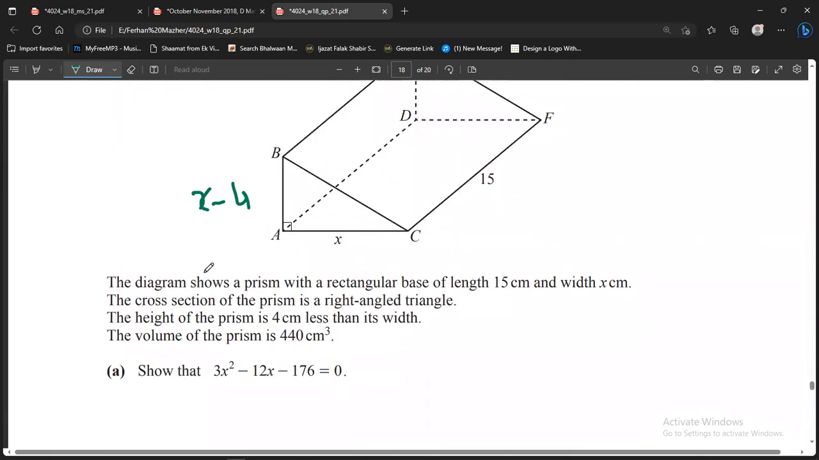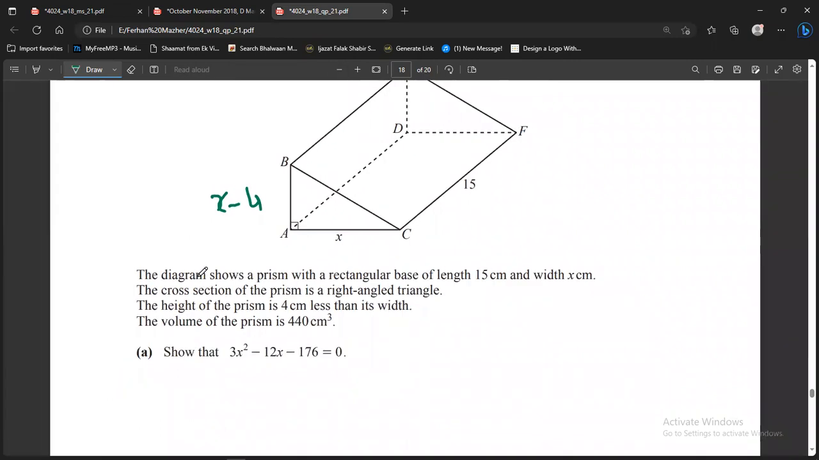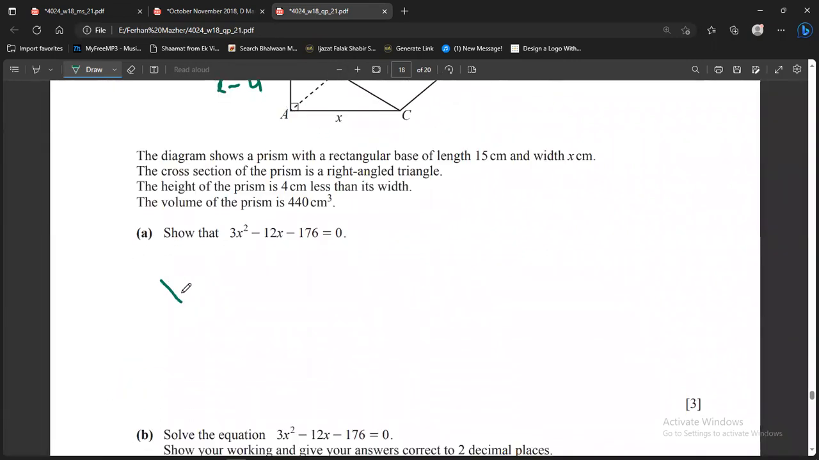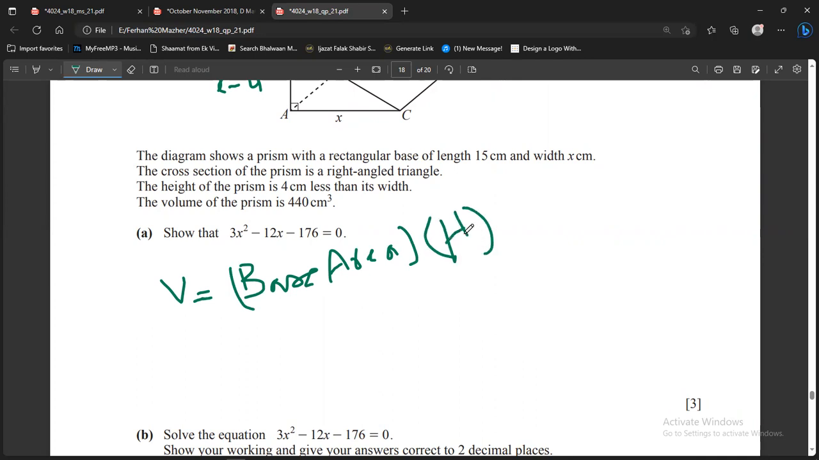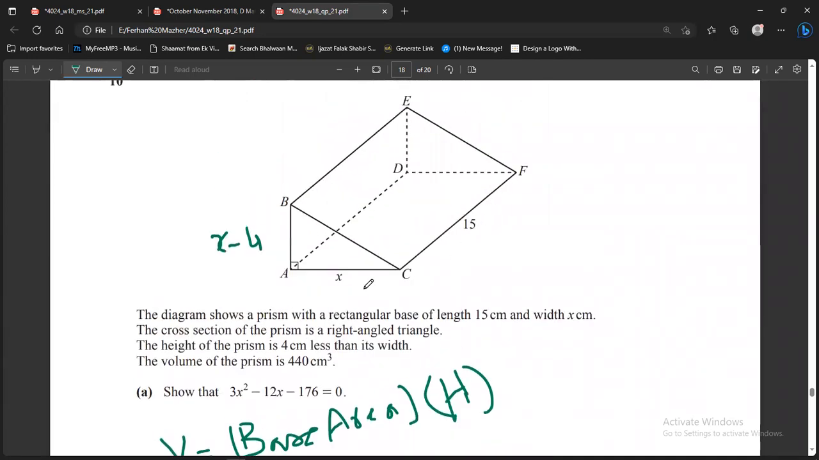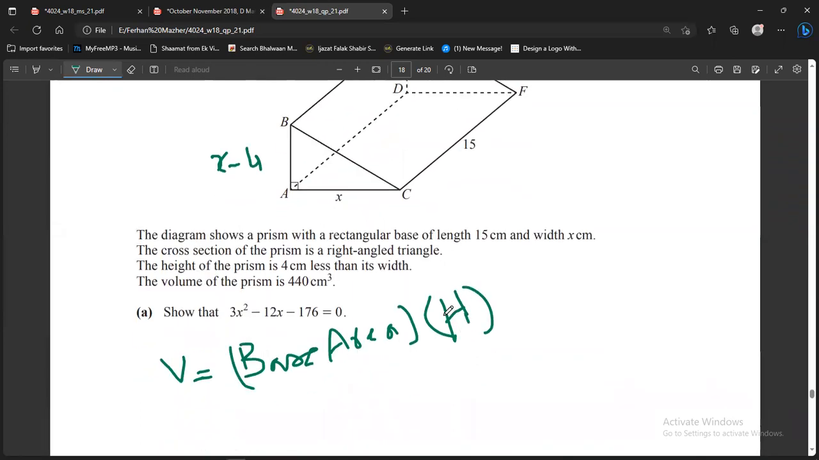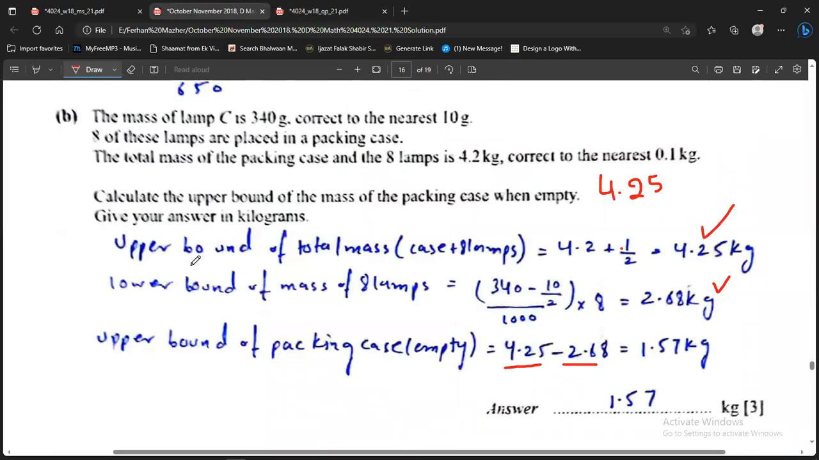Okay. So you know the volume of the prism, and the volume of the prism is equal to the base area multiplied by the height of the prism. Height of the prism means the length of the prism actually. That is 15. Don't confuse it with this side. It means the length of the prism. That's 15. That is this edge. So we can show this very easily.